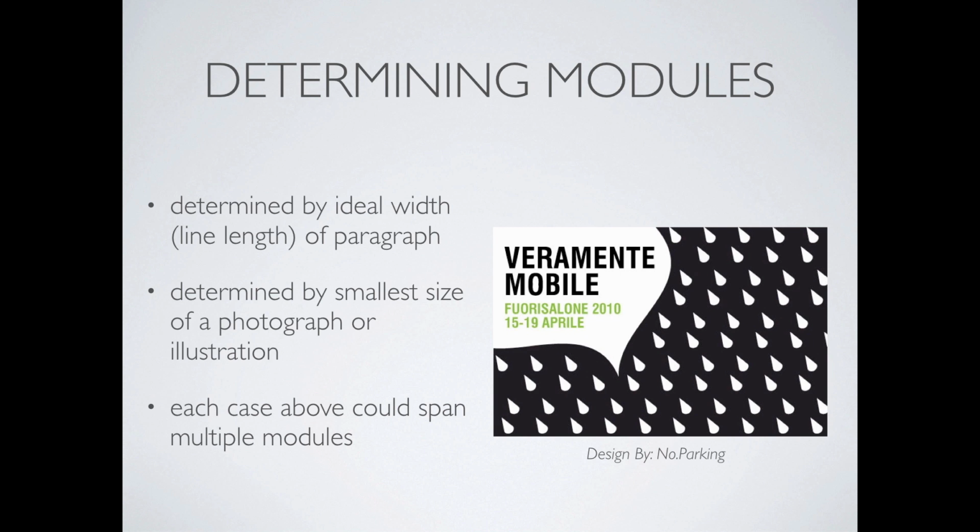In each case, if you needed more space, you could expand. If your column of text was a certain size and you needed more space for the image, you could use 2 columns for the image, for example. So you can always span it.